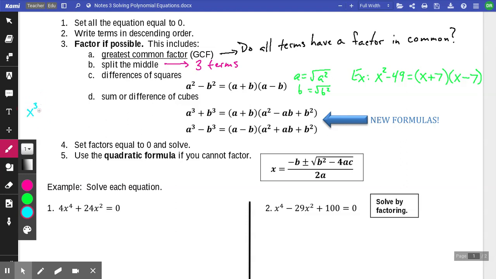Start with x to the third, and I'm going to put a number here, 27, for a reason. Because in this first formula with difference of squares, we said we take the square root of our terms. Well, here we're going to do what's called the cube root of our terms. So I'm going to have you think about square roots.